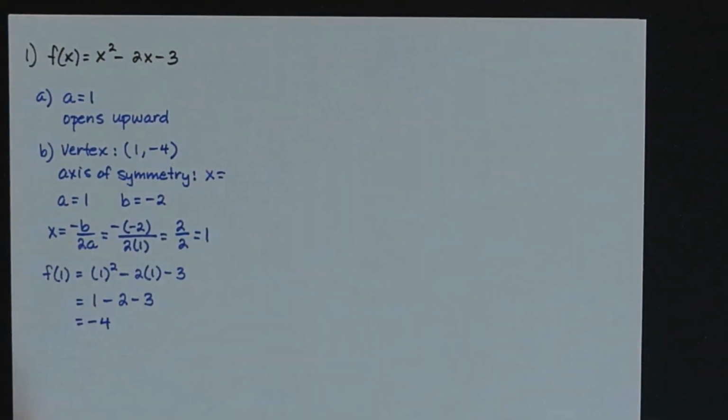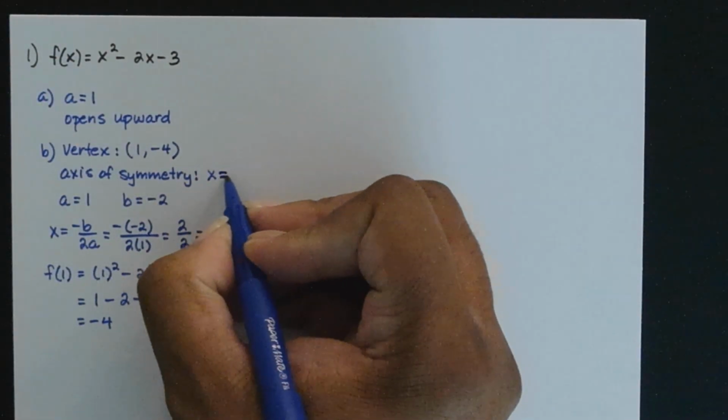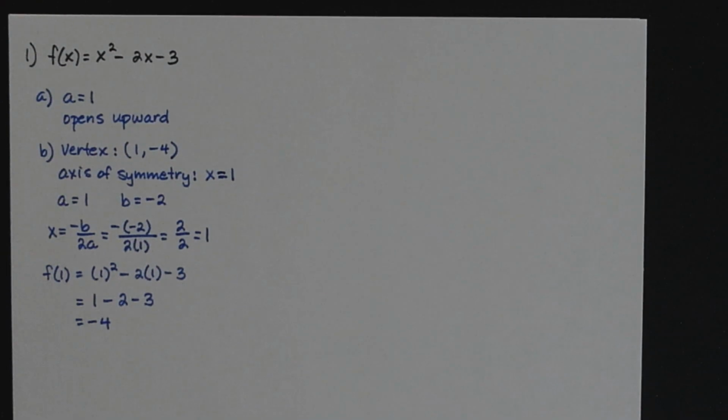Now for the axis of symmetry, the axis of symmetry is just going to be the x-coordinate of that vertex. Where here x was equal to 1, so that means that x equals 1 will be your axis of symmetry. Any questions on part B?